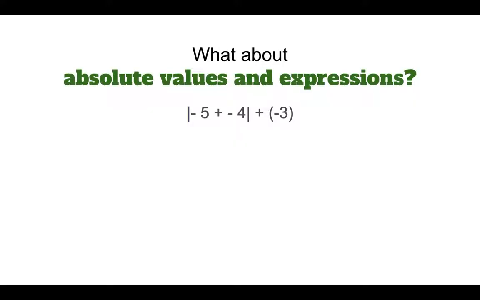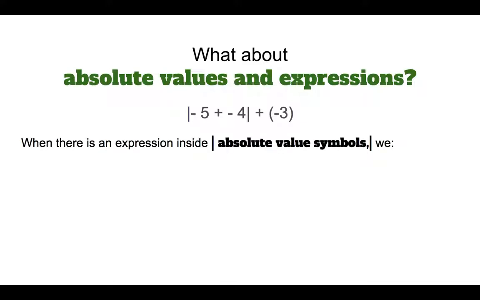So what about absolute values and expressions like this? How do we deal with that? When there is an expression inside absolute value symbols, we first simplify the expression inside. So here we have the absolute value of negative 5 plus negative 4. And that absolute value ends right here. So that just means we want the absolute value of this expression. And then we're going to add a negative 3 to that. Now notice there's no absolute value right here. So we simplify this first.